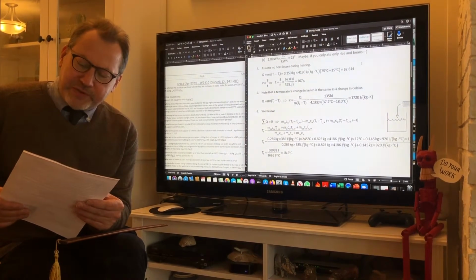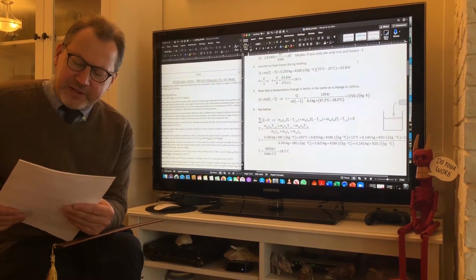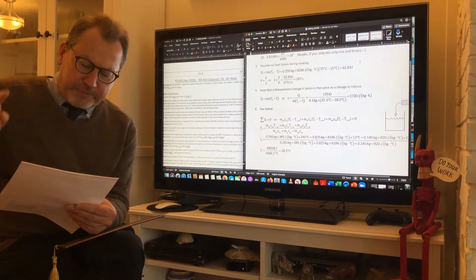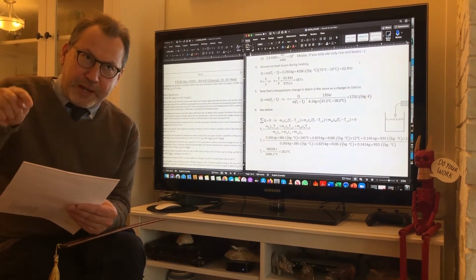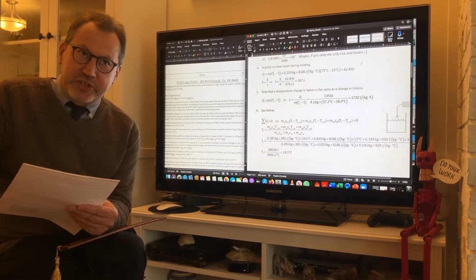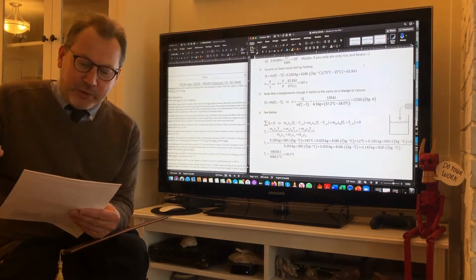Assume this is 250 milliliters of water from 15 to 75 degrees centigrade. Okay, so I think what we need to do here, power is energy over time. Time equals energy over power. We need to work out how much energy it takes to heat it up, divide it by the power, and that will be our answer.